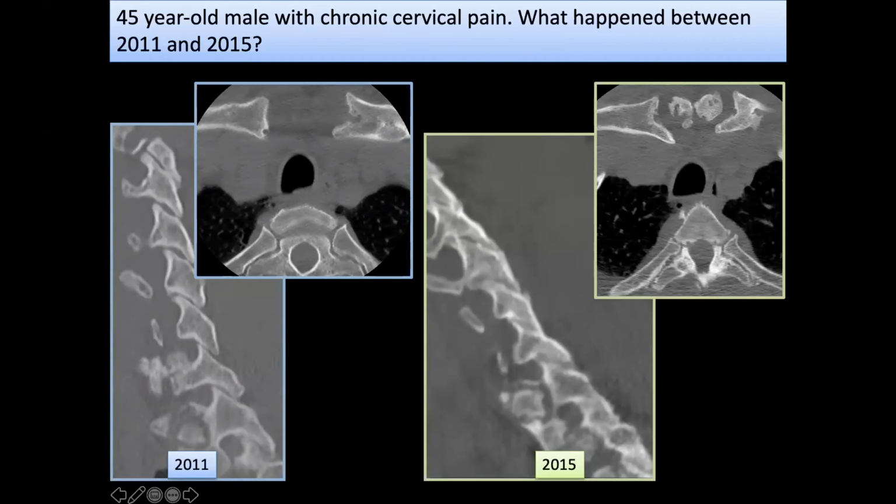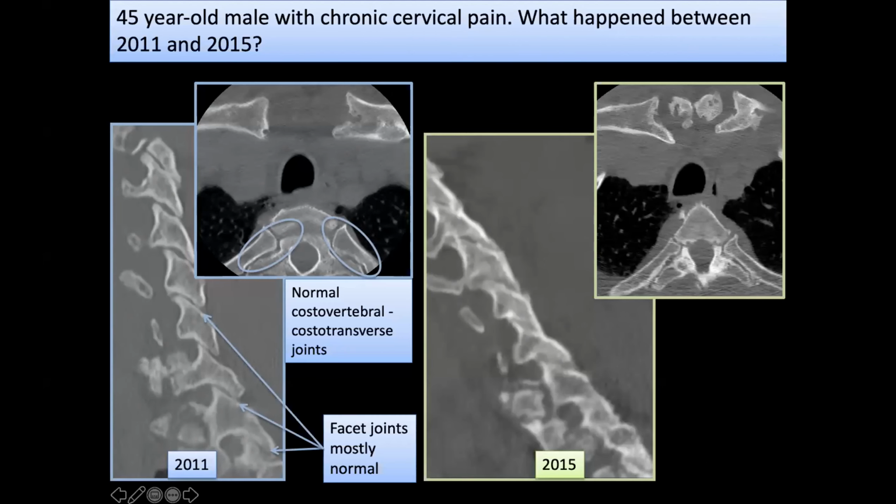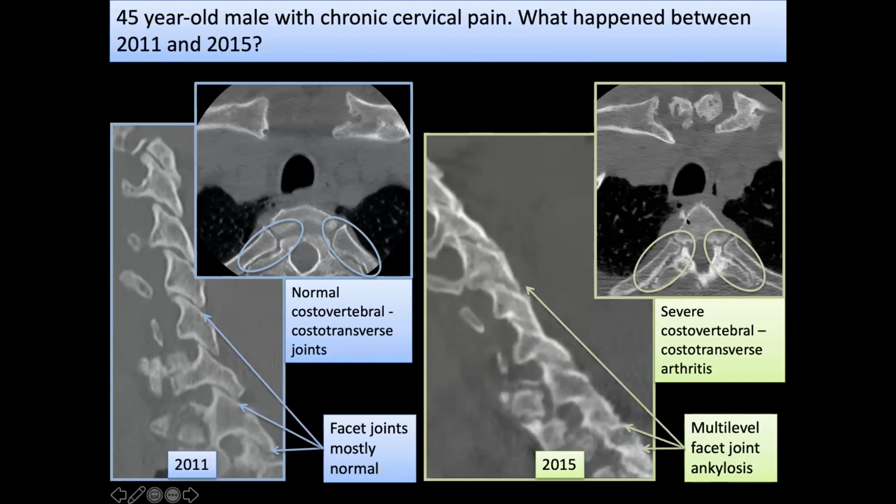This is a 45-year-old male, and I'm going to ask you what's different between 2011 and 2015. If you look at 2011, you can see that the costovertebral and costotransverse joints here are normal. You see nice, regular subchondral bone. The facet joints are mostly normal. And then in 2015, we can see that there is irregular appearance of the subchondral bone, joint space narrowing here in the costovertebral and costotransverse joints. And if you look at the facet joint osteoarthritis, it's even more conspicuous. You can see multiple levels of ankylosis and severe joint space narrowing.